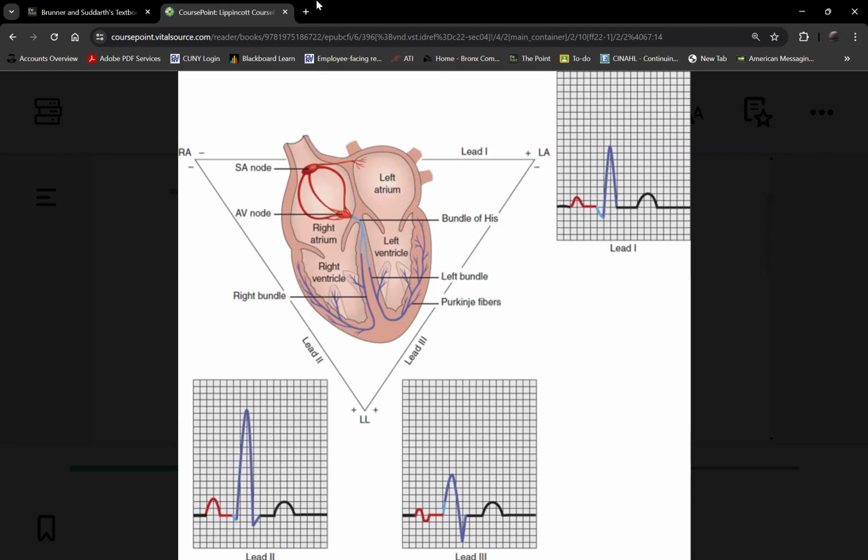So electrical impulses traveling through the heart 60 to 100 times a minute travel in the direction from the right shoulder all the way to the left foot. Okay, I'll show you why that is significant later. Any questions so far about the pacemaker? All right. Yes.